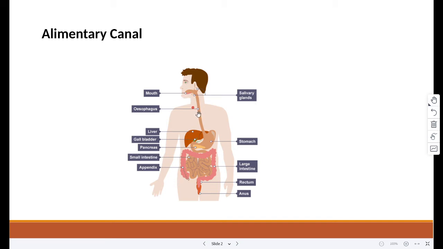Then we have the esophagus. Now, the esophagus is a tube that connects the mouth to the stomach.